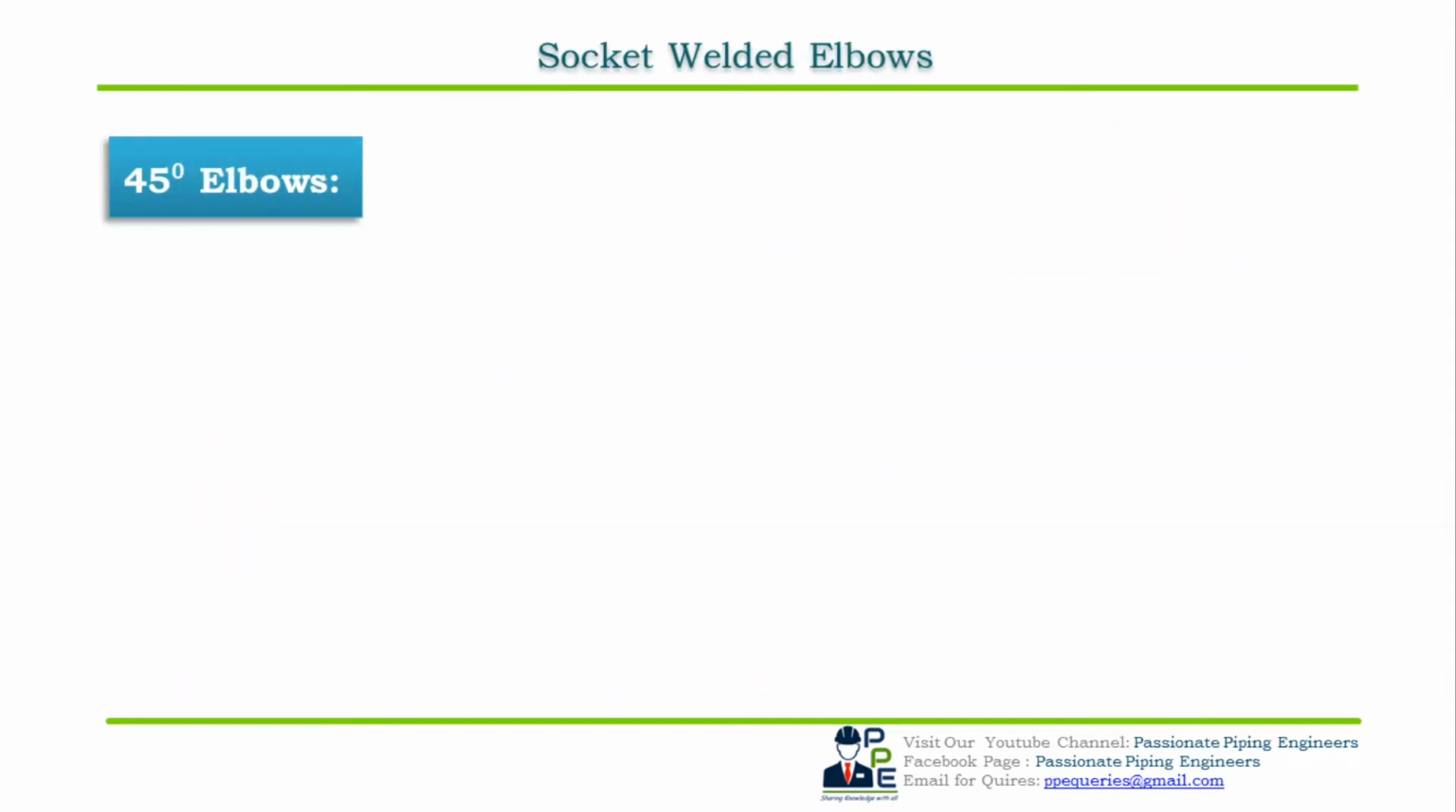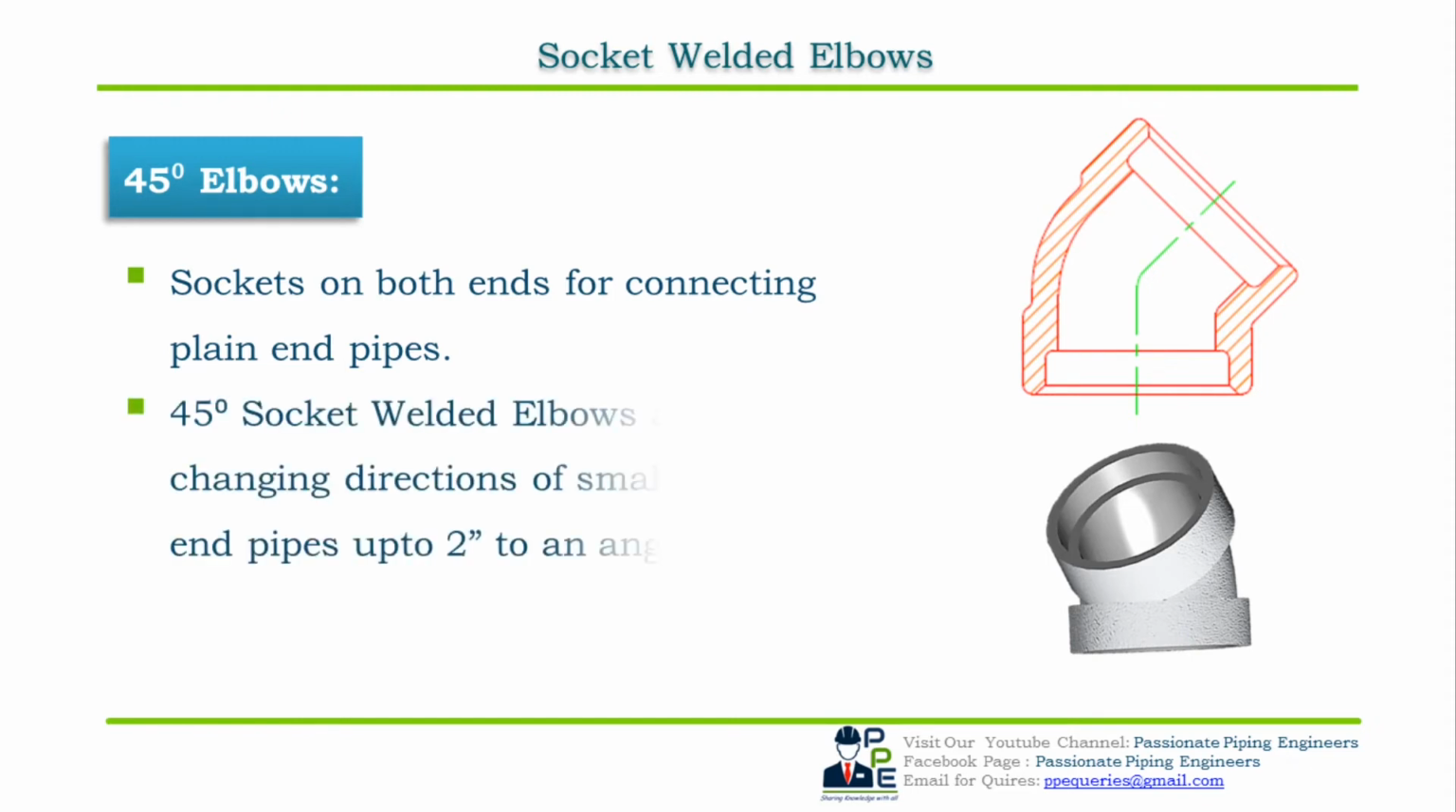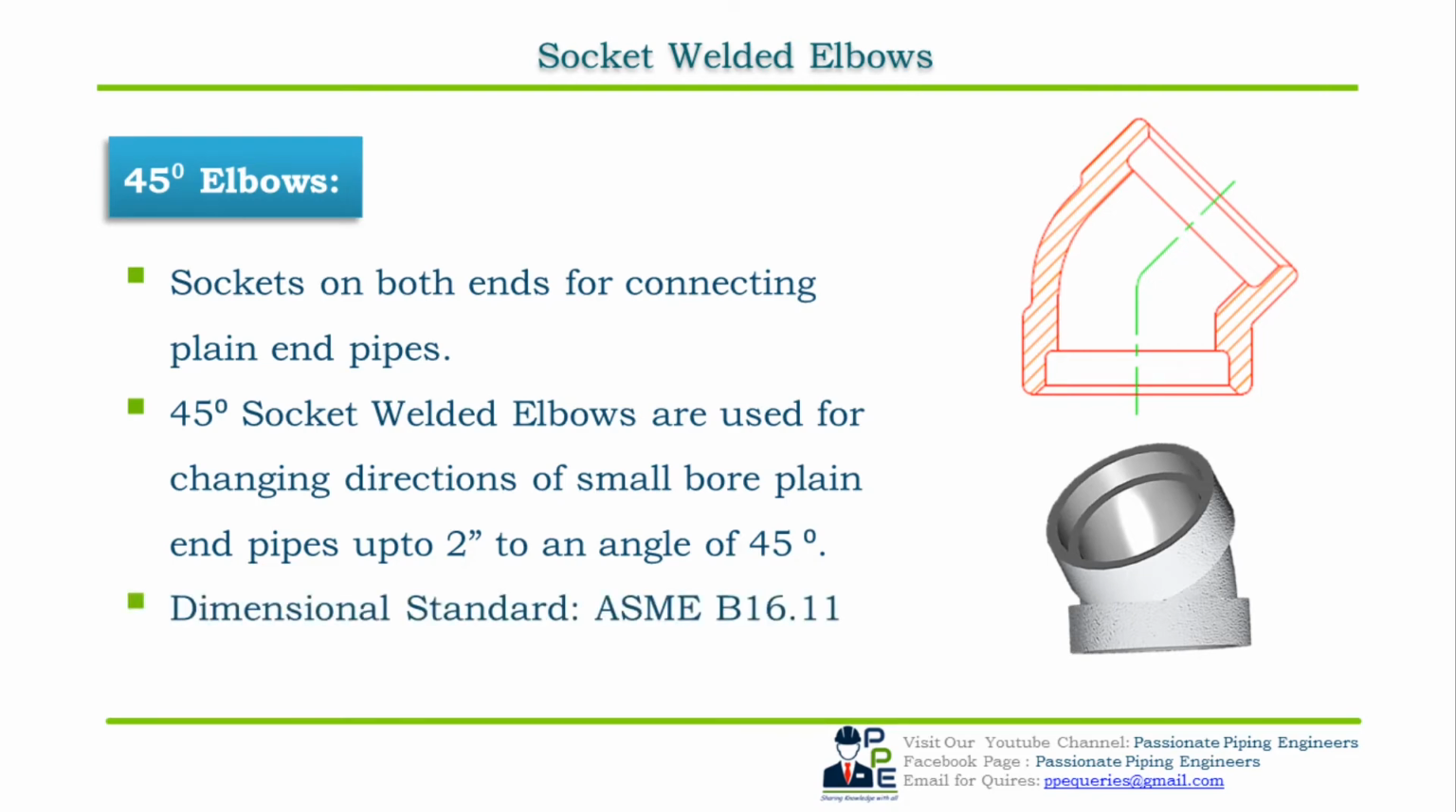Socket welded 45 degree elbow. A socket welded 45 degree elbow, as per the prefix, has sockets on both the ends for connecting small bore plain end pipes. 45 degree socket welded elbows are used to change the direction of small bore plain end pipes by an angle of 45 degree. Dimensional standard for socket welded 45 degree elbow is ASME B16.11.